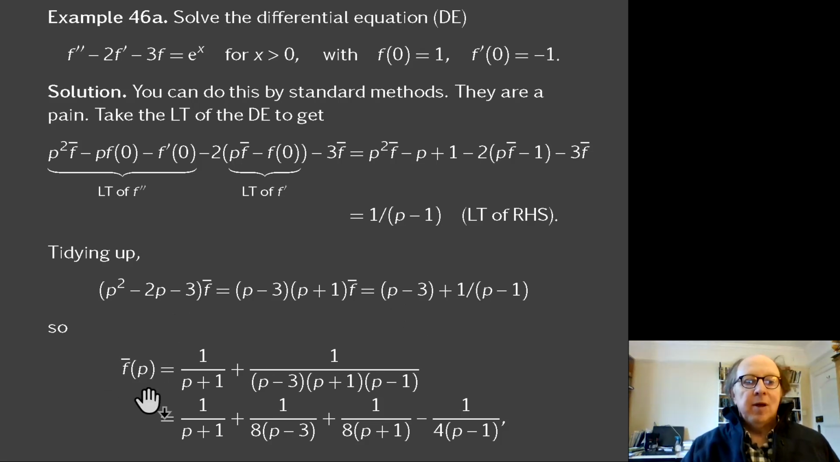So you divide through. F bar is 1 over (p plus 1) plus 1 over (p minus 3)(p plus 1)(p minus 1). Put this into partial fractions. So, for example, cover that up, put p equal to 3, and you get 1 over 4 times 2, 1 over 8, and 1 over 8 times (p minus 3). Put p as minus 1, and you get another 8. Put p as 1, and you get a 4, so with a minus sign.